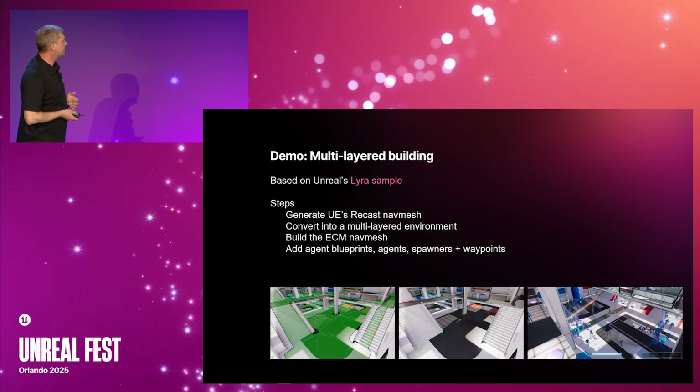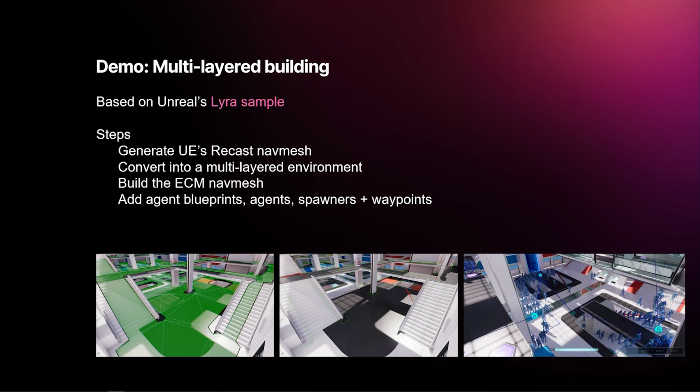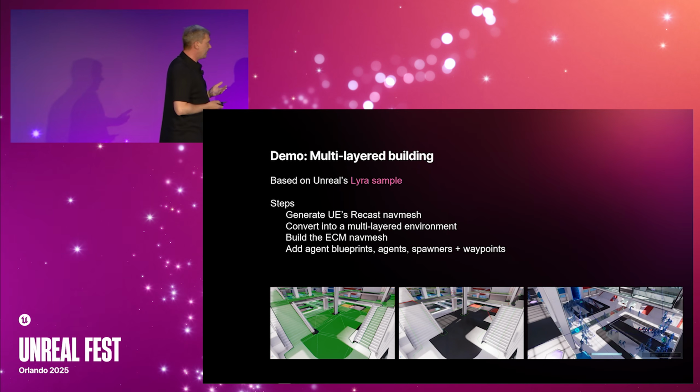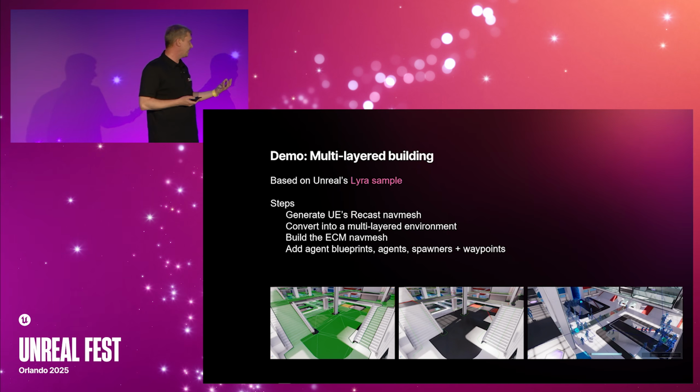So this is something my student worked on in a few days. He downloaded the Lyra example. It's a multi-layered example. And in this case, he extracted the polygons or the nav mesh created by Unreal Engine, and he converted it with our API into a multi-layered navigation mesh in an all format. And he used that to set up a scenario.